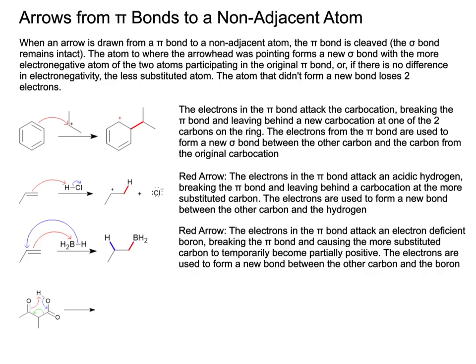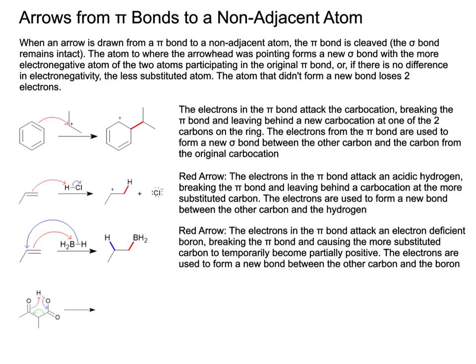In our third example, looking at the red arrow, the electrons in the pi bond attack an electron-deficient boron, breaking the pi bond and causing the more substituted carbon to temporarily become partially positive. The electrons from that pi bond are used to form a new bond between the other carbon and the boron, as shown in red on the right.